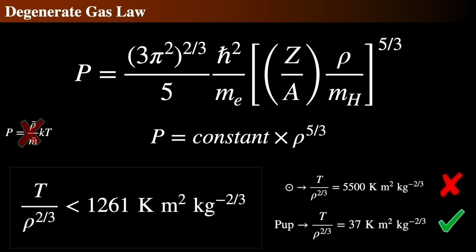The inequality across the bottom shows the crossover point between the normal gas and significant degeneracy. Here, T is the star's core temperature and ρ is the core's density. If this ratio is less than that number, then it's mostly degenerate. The Sun's core is currently not degenerate since that ratio is about 5,500, but something like the pup, the white dwarf orbiting Sirius, is. Its value is extremely below the boundary, so it's fully degenerate.